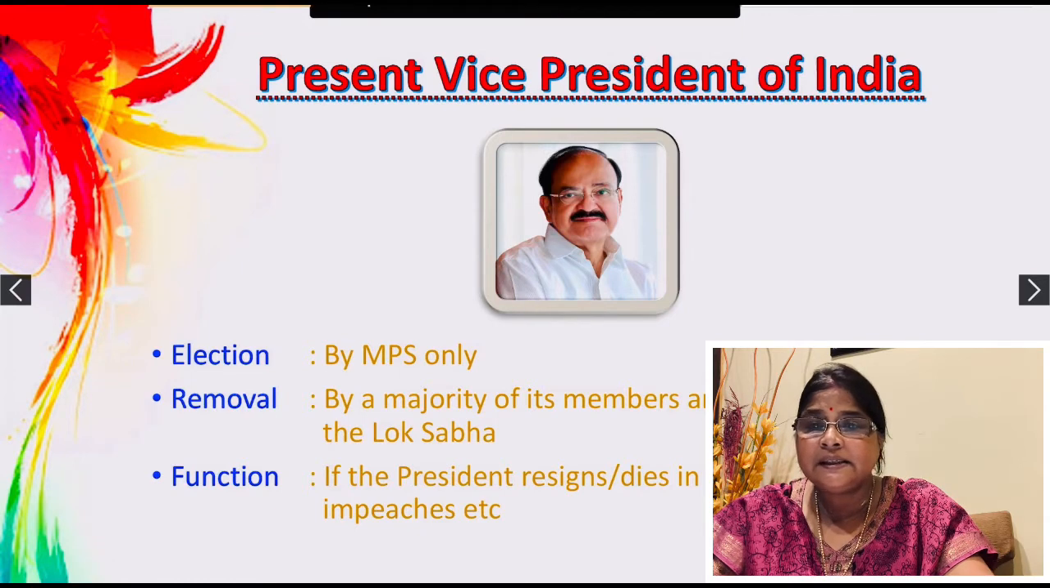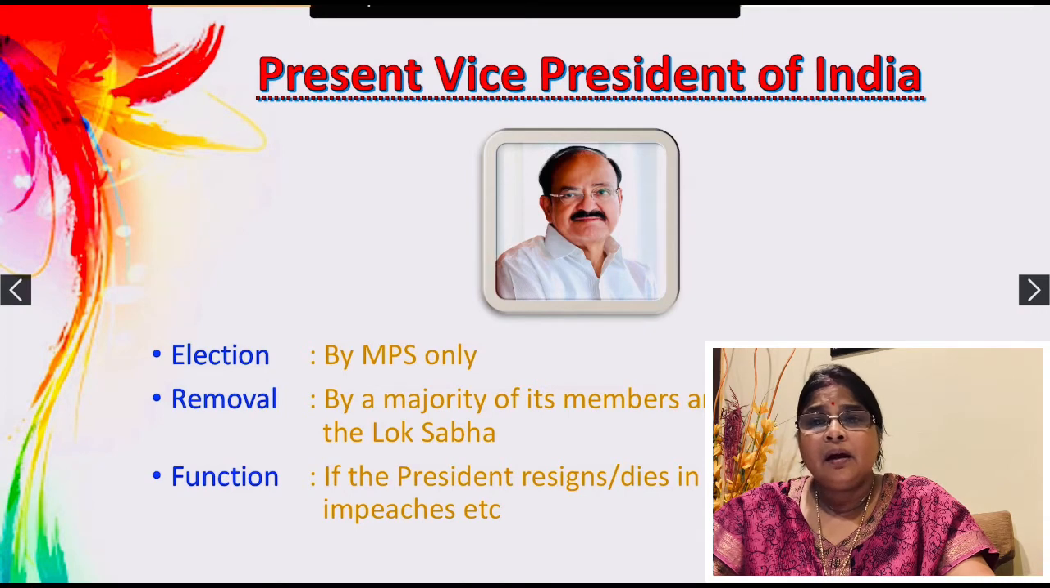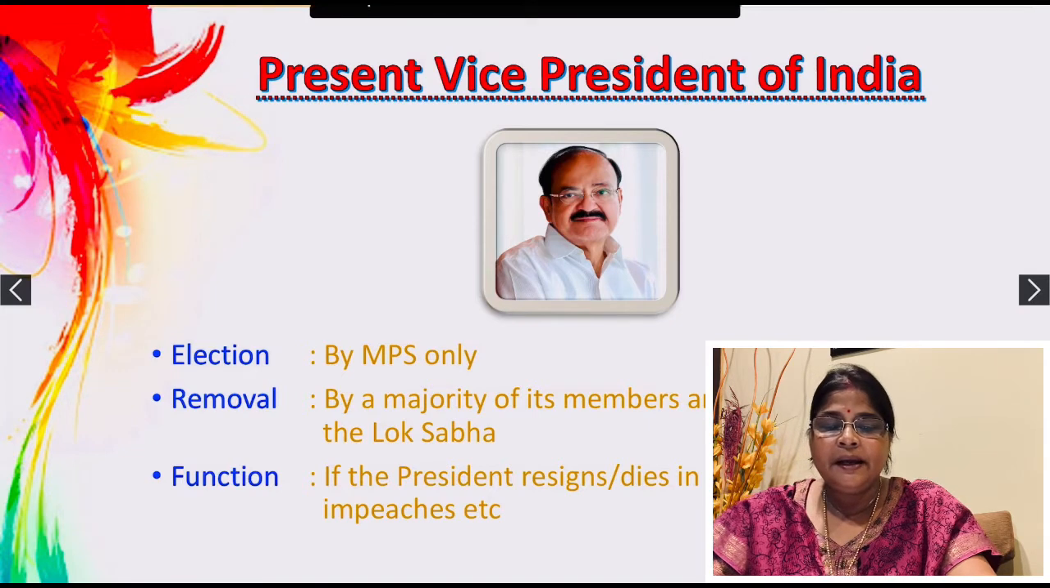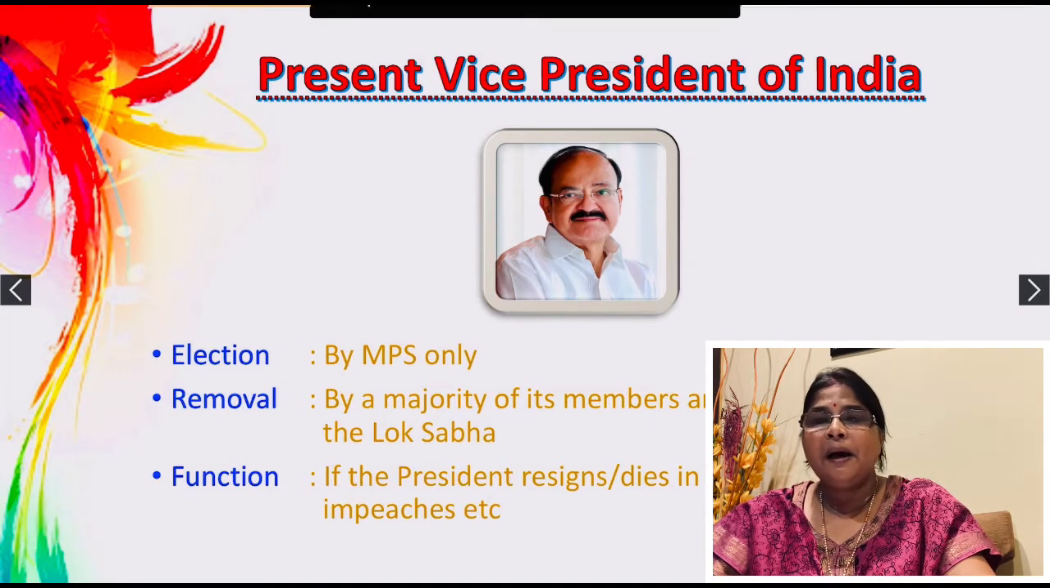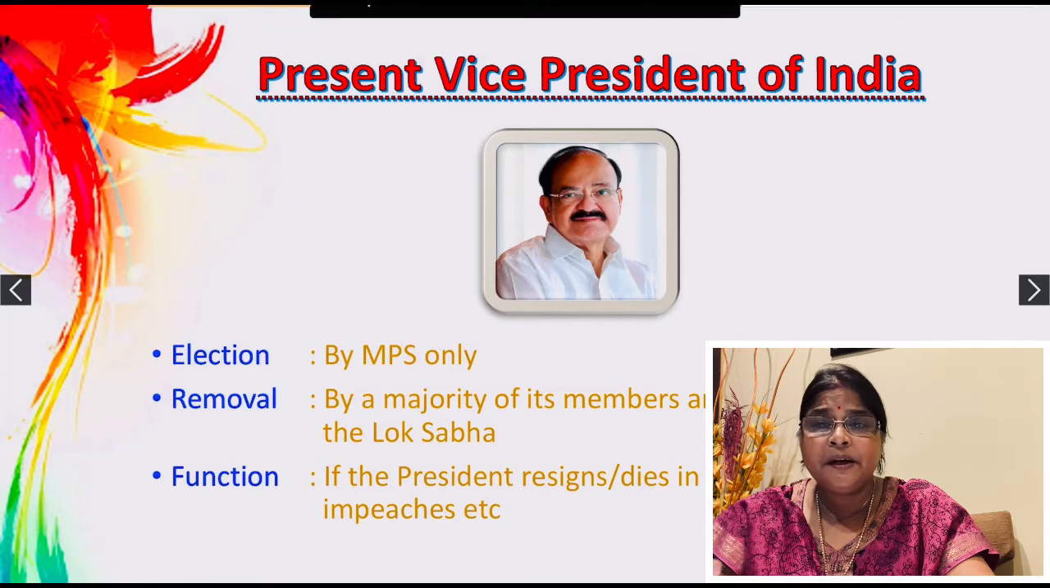The Vice President is elected indirectly by the MPs only. That means elected members of Lok Sabha and Rajya Sabha take part in the vice presidential election. MLAs do not take part. What is the term of office of the Vice President? Same, 5 years. But he is removed by a resolution passed by Rajya Sabha and agreed by the Lok Sabha. No impeachment is instituted for the removal of the Vice President.